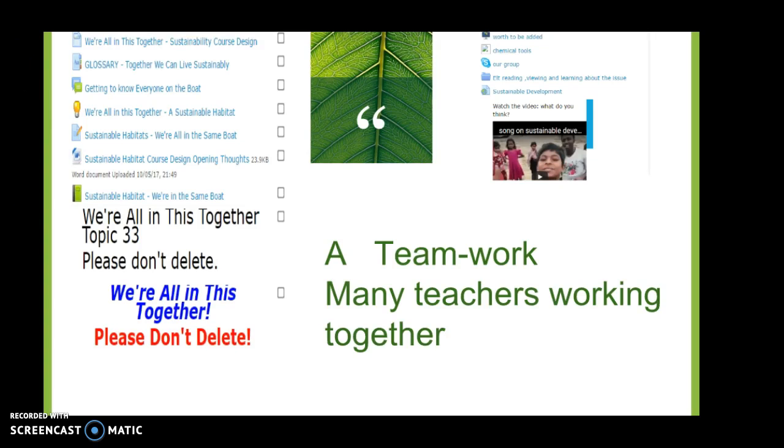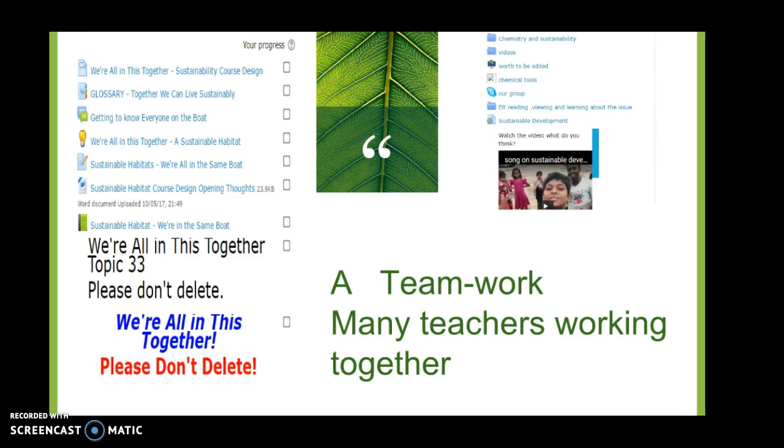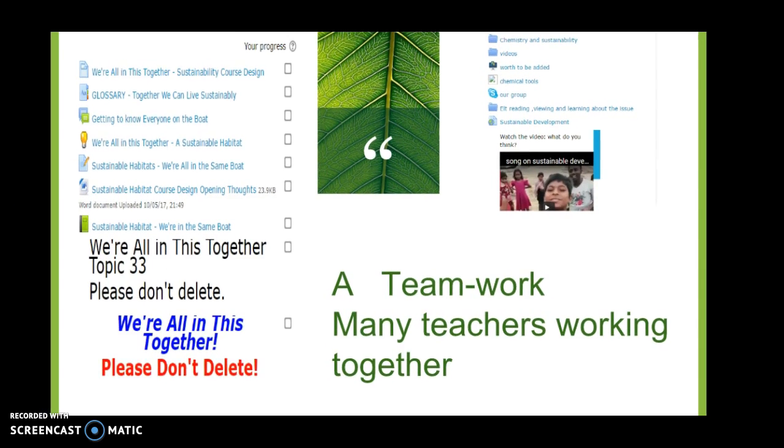What you can see here is the screenshot of teamwork, where we were all working together, and this was in the teacher practice areas. Everybody had to suggest activities and any material which might be used by us. And as you see, Cheryl asked us, we are all in this together, which is the title of our activity. Please don't delete, which we did.